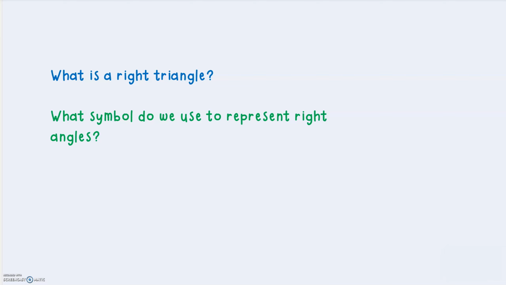All right, so the first thing I want you to do is think about what is a right triangle and what symbol do we use to represent that it's a right angle. Go ahead, take a moment and think about it. So a right triangle just means that it's a triangle where one of the angles is 90 degrees. That's all it is. And remember, if we have our triangle that looks like this, a right angle is symbolized with that little square right there. That little square is what we use to symbolize the right angle.